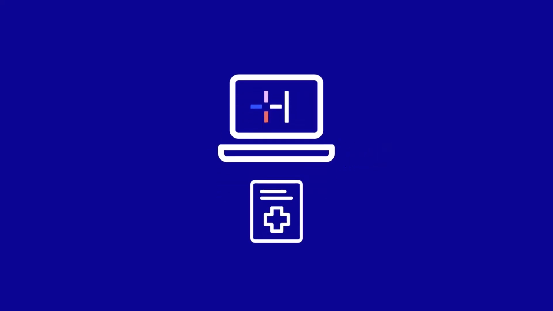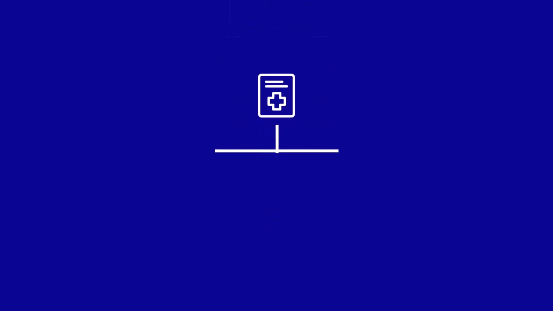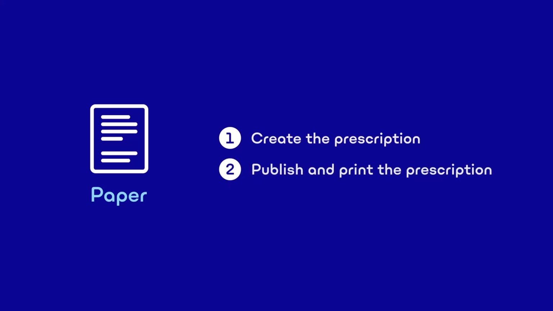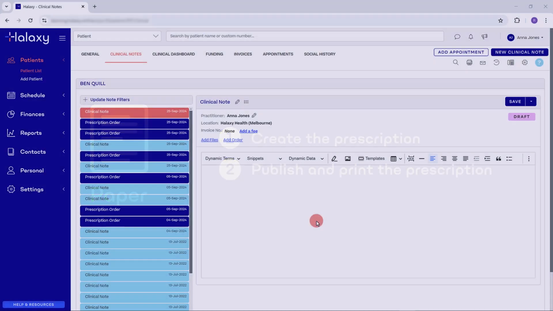With Halaxy, medical practitioners can seamlessly issue prescriptions in 3 ways: electronic, also known as e-scripts, barcode, or paper. This tutorial is for paper prescriptions, where you print the prescription on paper for your patient to present at the pharmacy. This tutorial comes in 2 parts. First, creating the prescription, then publishing and printing it. Let's create the prescription first.